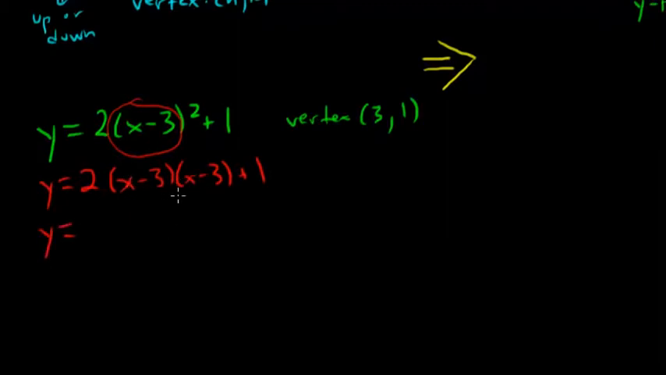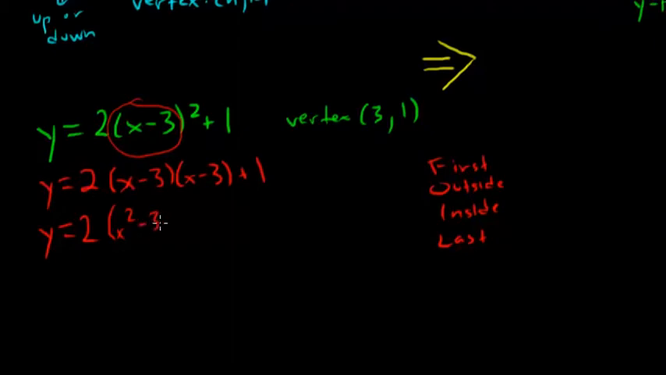Then whichever method you use, I'm going to use FOIL. Remember, FOIL is first, outside, inside, last. I'm going to go 2 times all of this. x times x is x squared. x times negative 3 is negative 3x. Negative 3 times x is another negative 3x. And negative 3 times negative 3 is positive 9, plus 1.